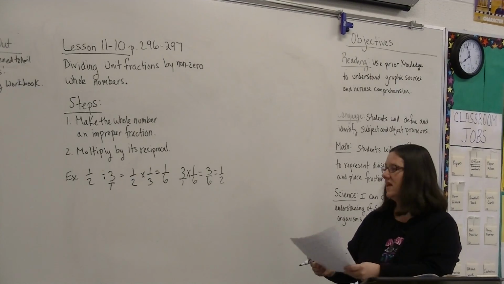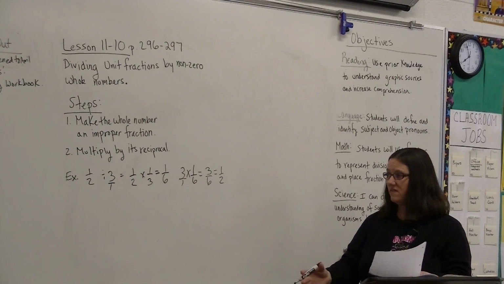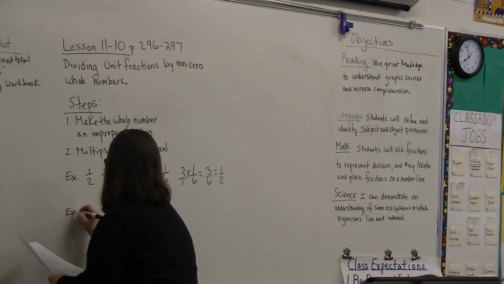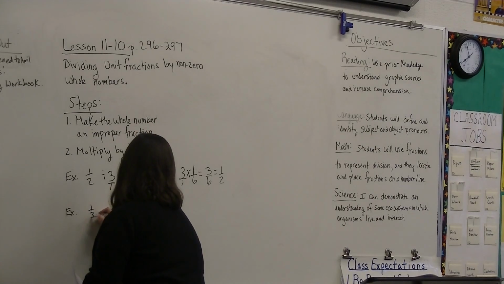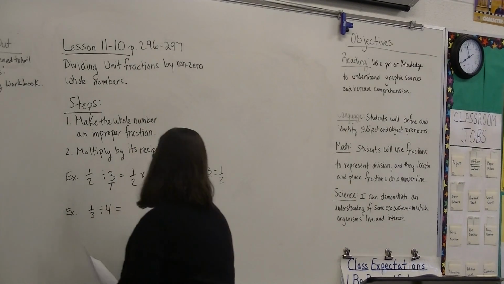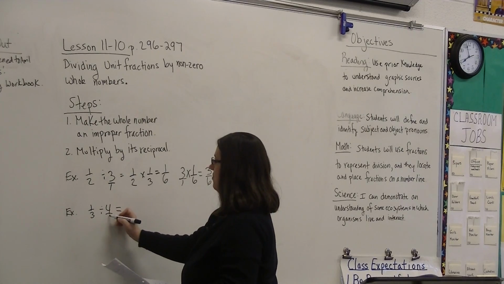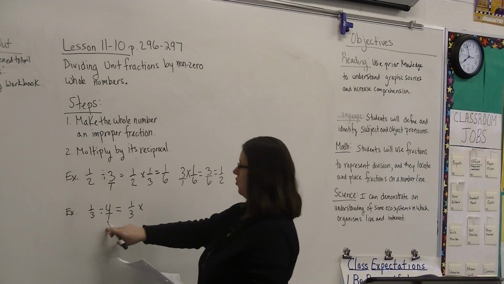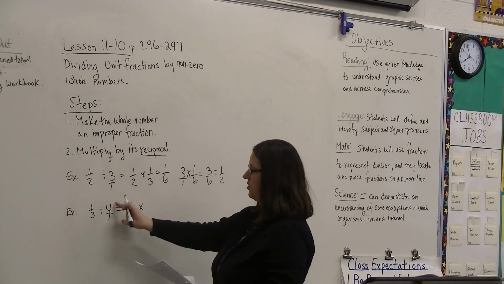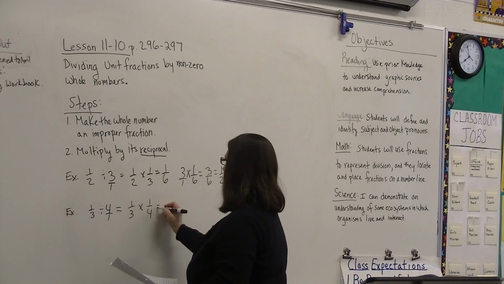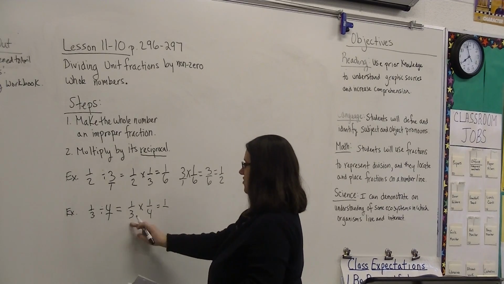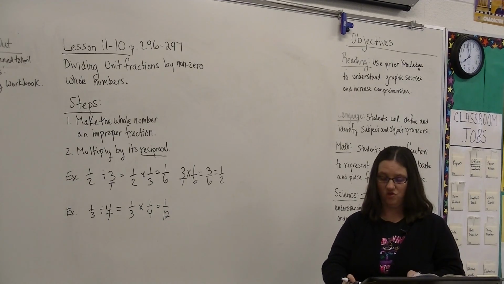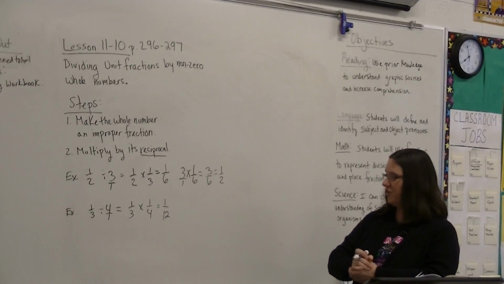Let's do another one. Let's say we have 1/3 left of a pizza, and 4 people want to share that pizza evenly together. So let's take 1/3 and divide it by 4. So again, we take our whole number, put it in an improper fraction, and so now we have 1/3 times, we need to now multiply by its reciprocal, so this becomes 1/4. So 1 times 1 is 1, and 3 times 4 is 12. So each person will get 1/12 of a piece of the leftover pizza.